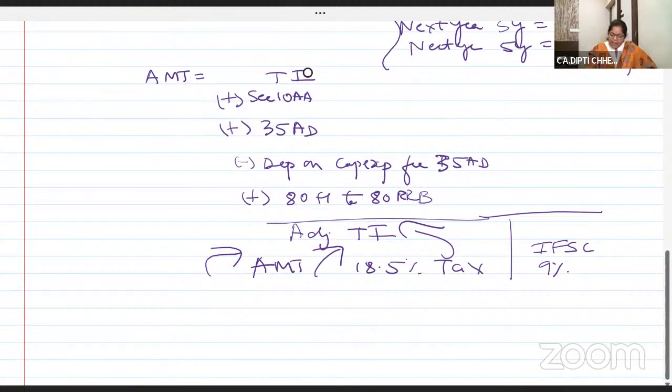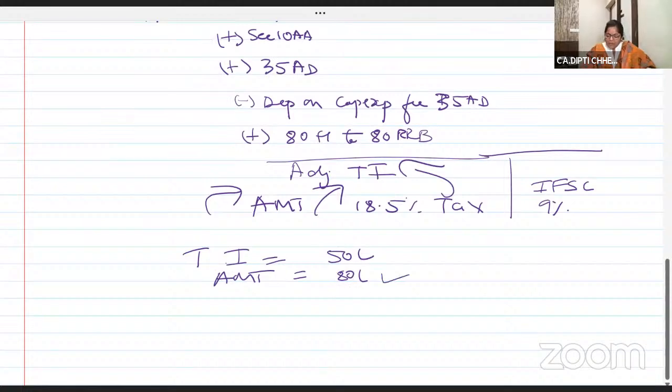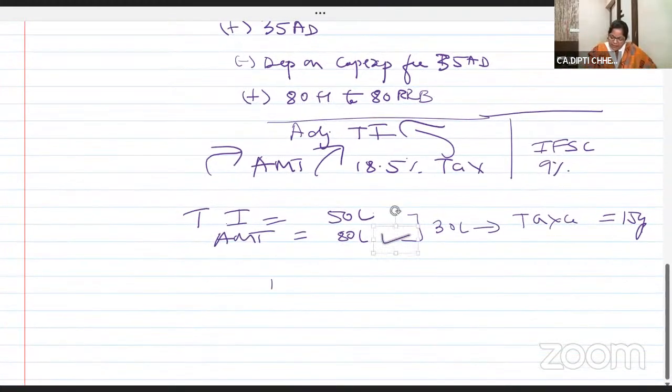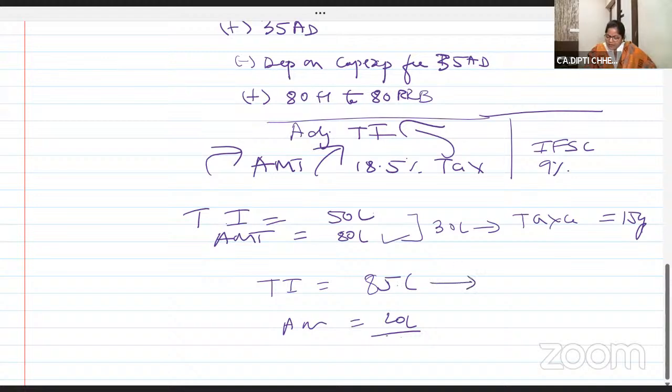Now, say on your normal total income, tax is coming to 50 lakh, just a random number. AMT is coming to 80 lakhs. Then at least minimum 80 lakhs you have to pay as tax. But ma'am, my tax is only 50 lakhs. Then this 30 lakhs tax credit you can carry forward for 15 years. Next year, your normal tax is coming to 85 lakhs and AMT is coming to 20 lakhs. Now you will pay 85 lakhs only. So in this 65 lakhs, can you set off the tax you have already paid? Yes.